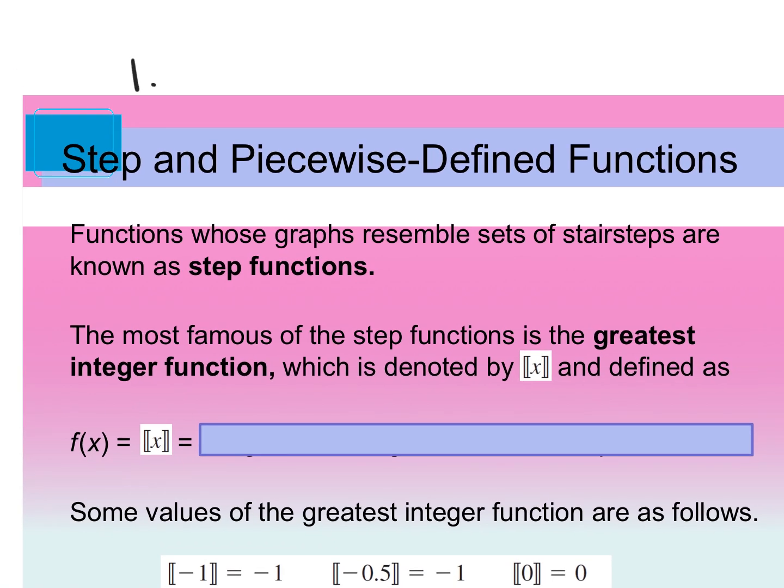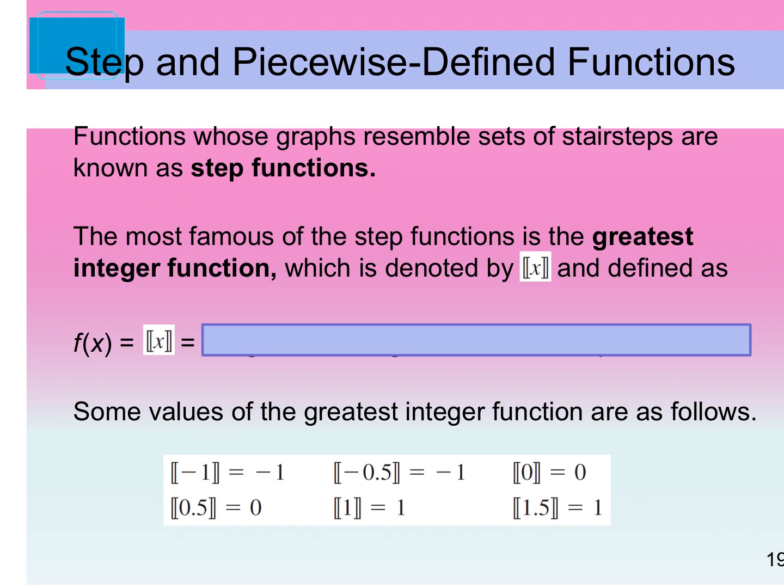So this is 1.2, part 2. We're going to talk about step and piecewise defined functions. So first thing we have here is a step function. A step function is also known as the greatest integer function, which is denoted by this symbol here. So it's a bracket, but with 2 bars.